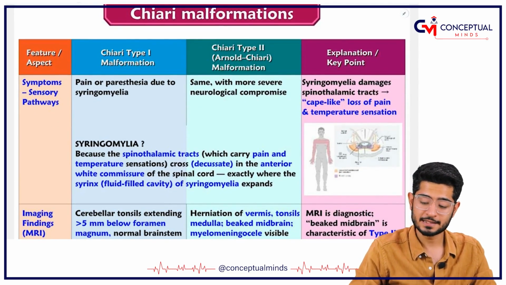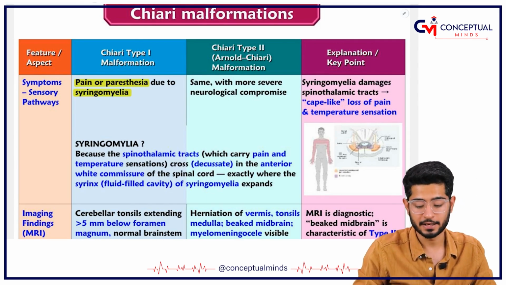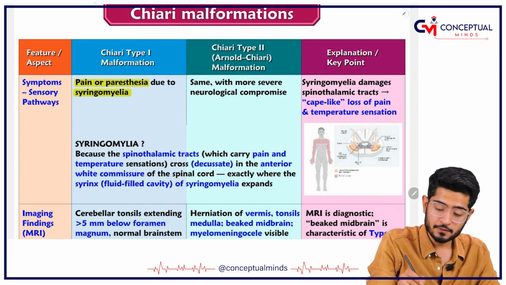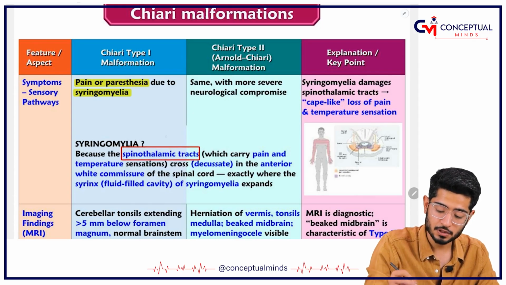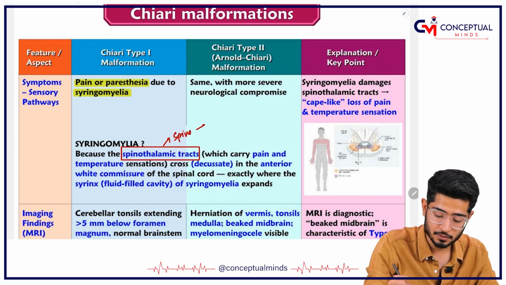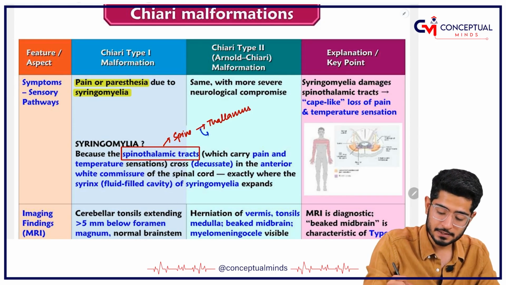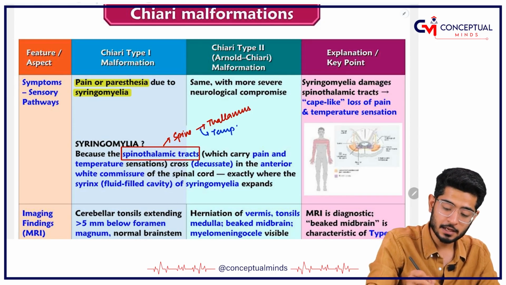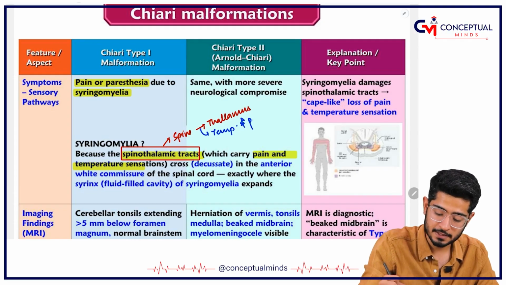Now, syringomyelia, as I've told you, let's just understand some symptoms like, there will be pain, there will be paresthesia due to syringomyelia. Now, what is syringomyelia? Please understand. See, there is something which is called the spinothalamic tract, from the spine it is going to the thalamus, and it is carrying what? It is carrying the temperature sensation. They are going to decussate. So, spinothalamic tract is something which carries pain and temperature sensations.